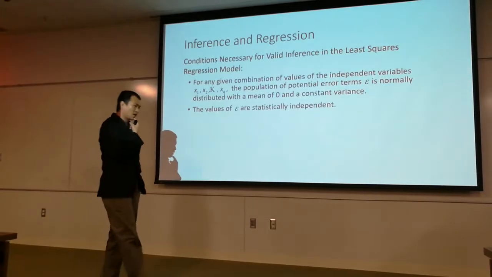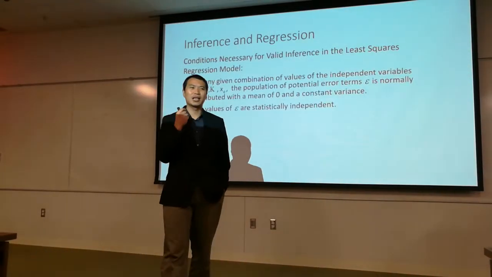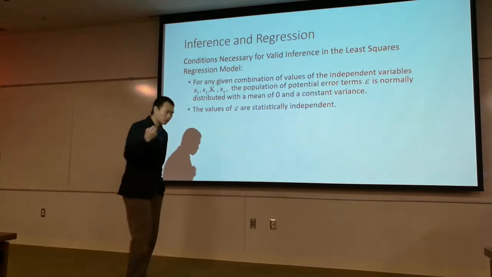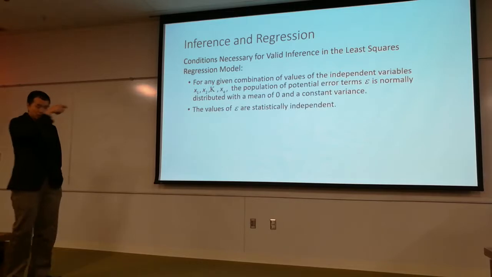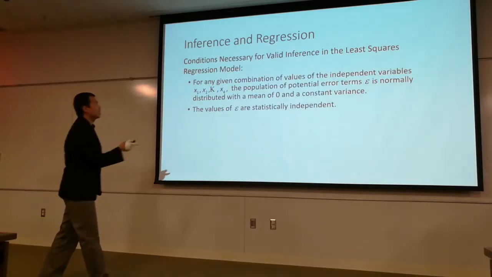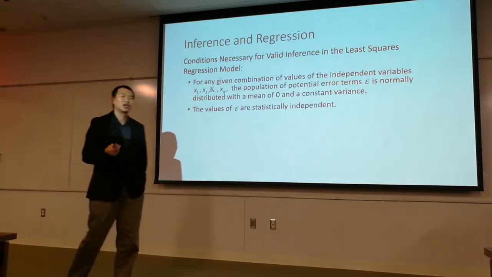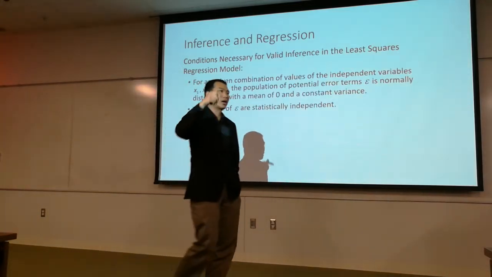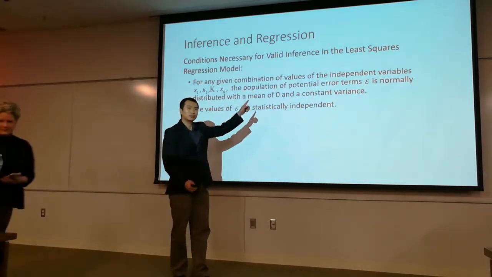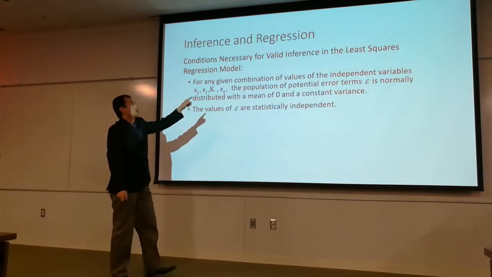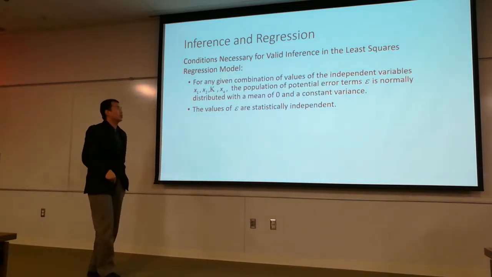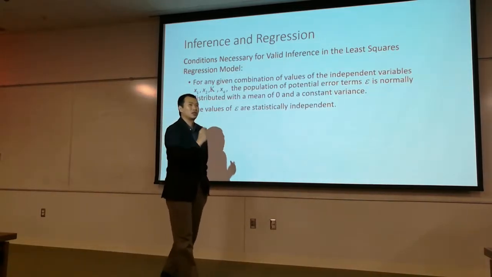Before that, we have to make sure that our regression analysis is valid. How do we know our regression model is valid? There are two conditions we have to check. The first one is that for any given combination of values of the independent variables, like x1, x2, x3, and so on, the population of potential error terms, epsilon, is normally distributed with a mean of 0 and a constant variance.